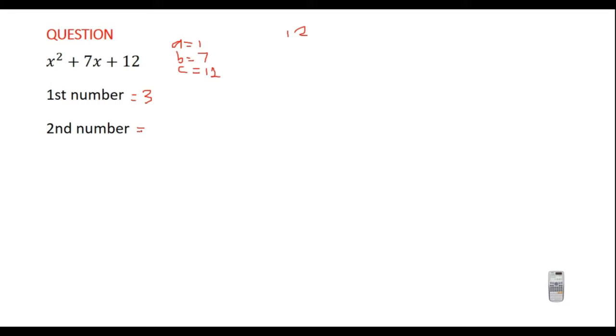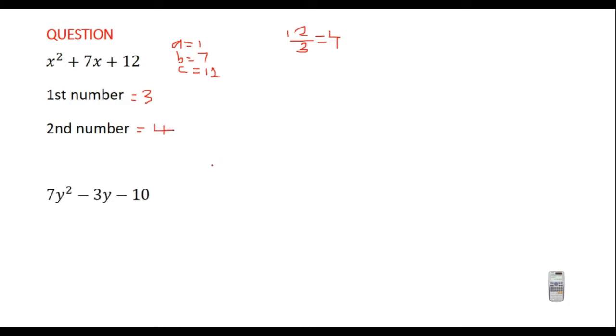Then if you want to find the second number, divide A times C by the first number. So you already know that A times C in this case is 12. So divide that by the first number, which is 3. And that is going to give you 4. So your second number is going to be 4.